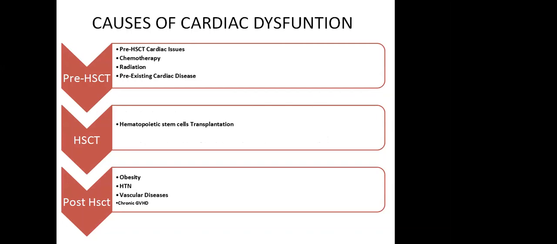Causes of cardiac dysfunction in BMT patients could be in pre-HSCT, HSCT, and post-HSCT. Pre-HSCT cardiac issues are due to chemotherapy, radiation, and pre-existing cardiac diseases. In HSCT, as hematopoietic stem cell transplantation has a lot of complications, cardiac dysfunction is one of them. And post-HSCT, obesity, hypertension, vascular diseases, and chronic GVHD.